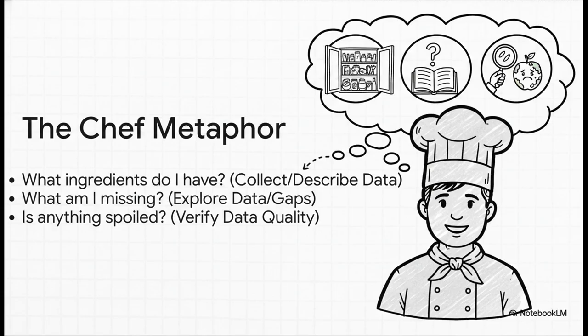Before you start cooking, you take inventory. You ask, what ingredients do I actually have? That's collecting and describing. What am I missing? That's exploring for gaps. And hey, is anything spoiled here? That's verifying data quality. It maps perfectly.